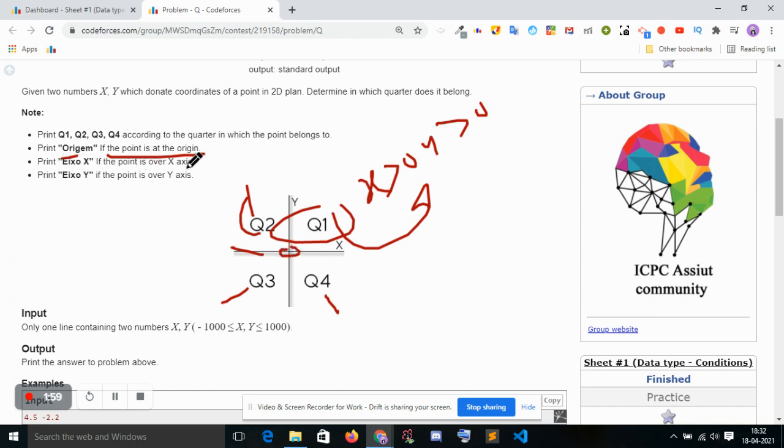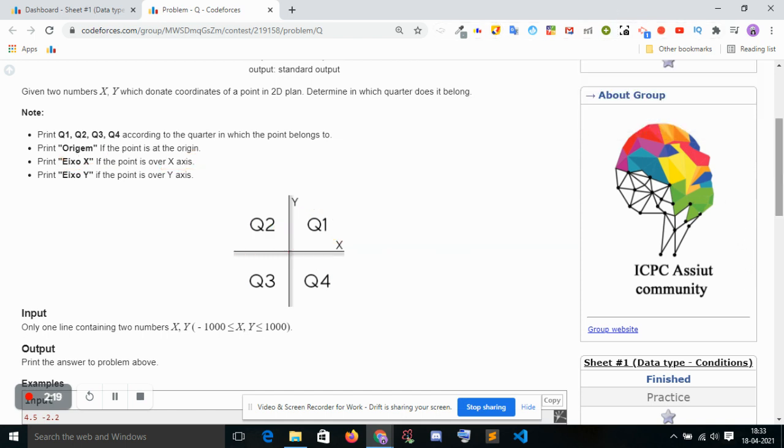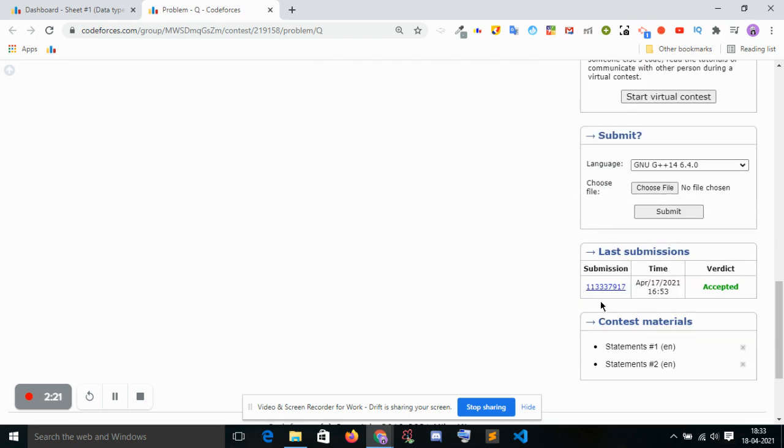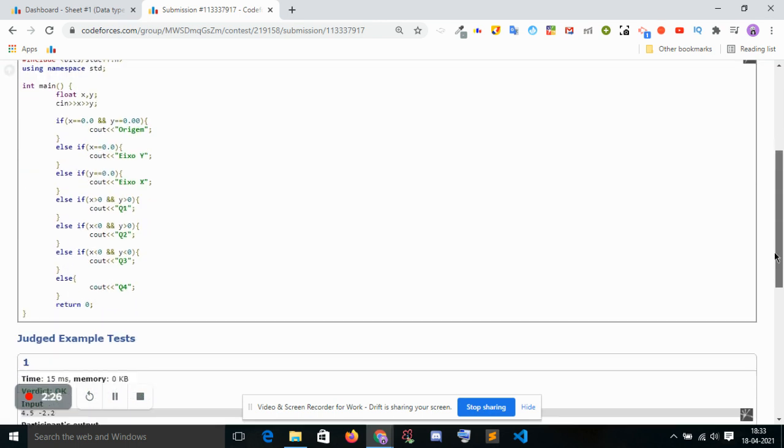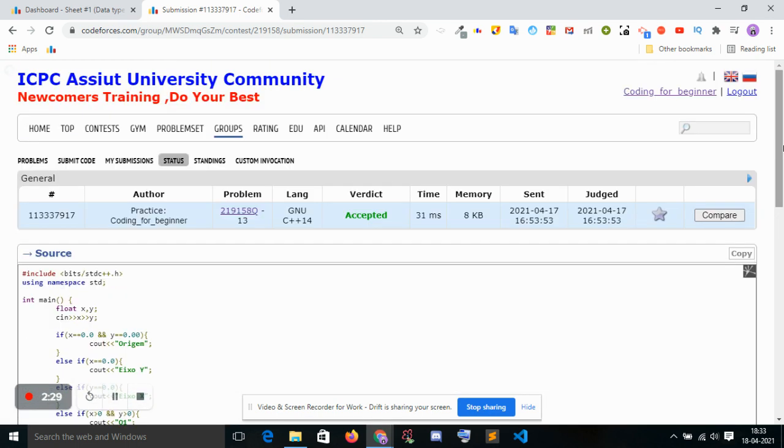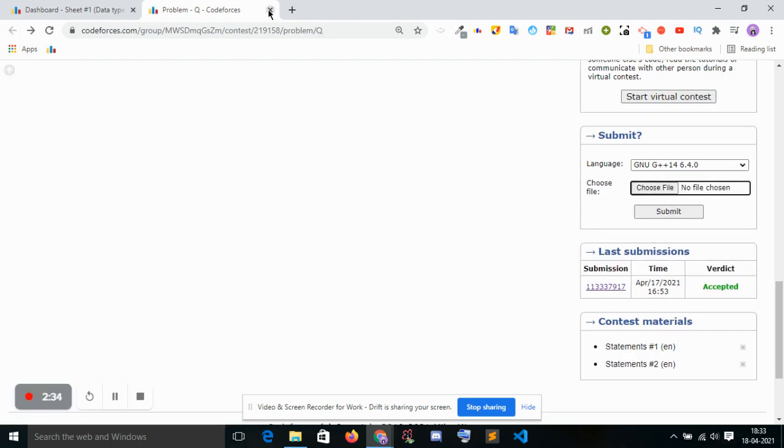If y equals 0, that means it is on the x axis. If x equals 0, then it is on the y axis. Okay, that's the logic. So let's try to see my solutions. You can do your own. It's not very hard. This one is logic.